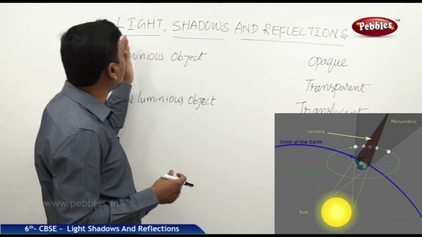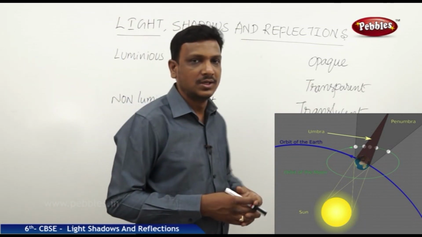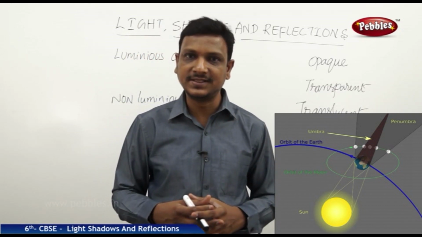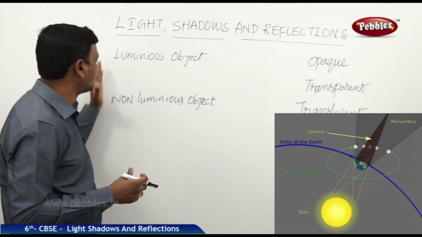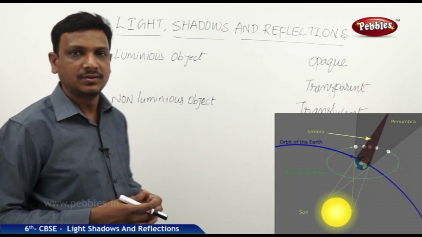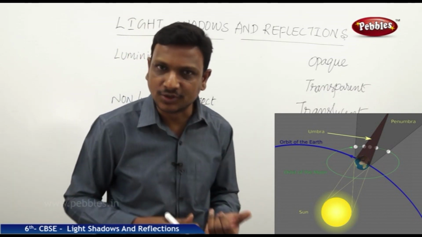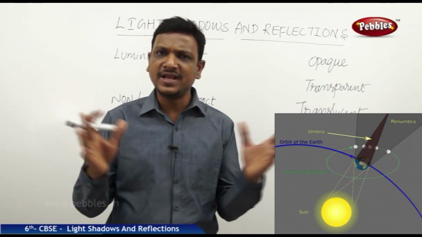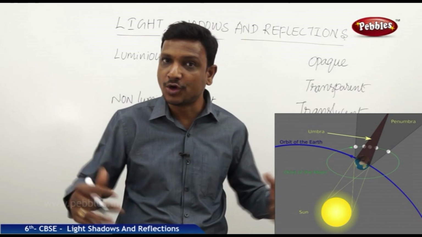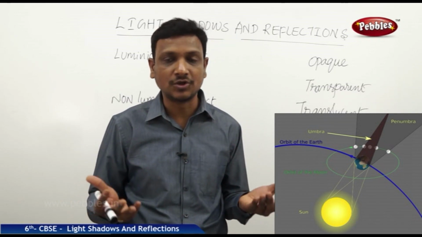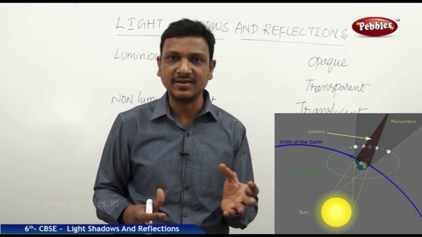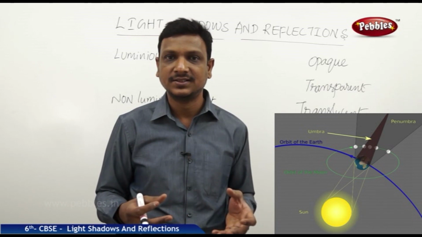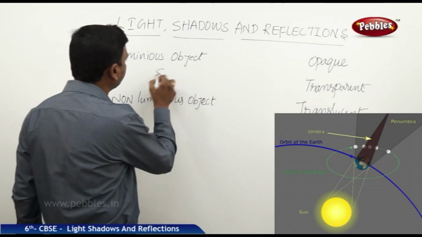So when we talk about light, shadows and reflections, we need to know the meaning of certain terms. We should be familiar with certain terms. Let's see what those terms are. Luminous object, non-luminous object. What is a luminous object? What is a non-luminous object? Let's see. Any object, any body that is able to produce light of its own, you call it a luminous object or luminous body. Anything that produces light on its own, it is emitting the light. What is that? Sun is the best example.